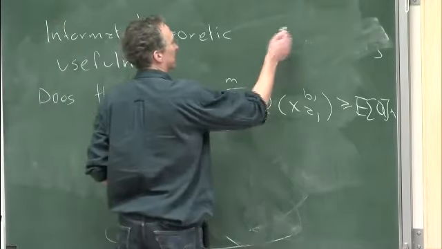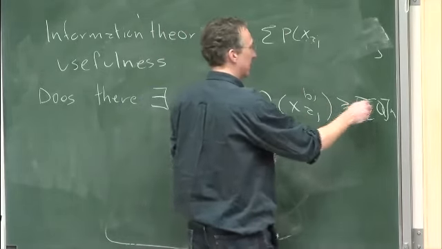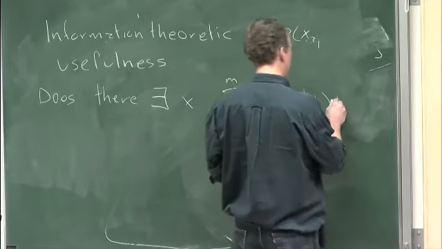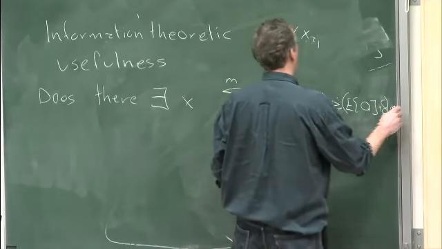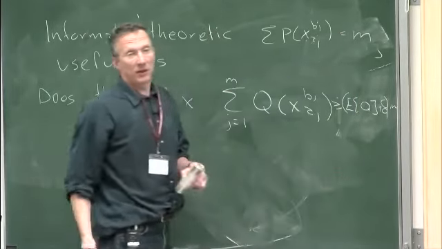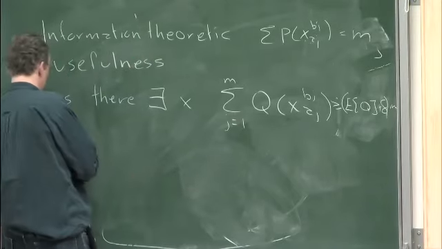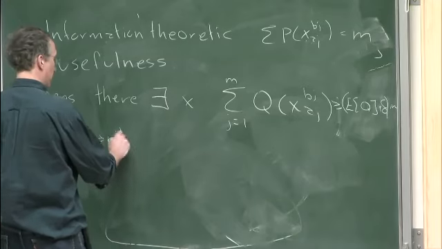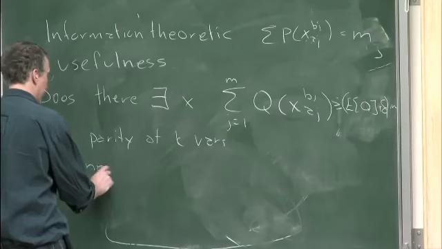So this sum of the P should be greater than E of Q plus delta, M. And if we're talking information theoretic, the epsilon won't play a role. So suppose P is parity of k variables, say, and Q is the negation of parity.